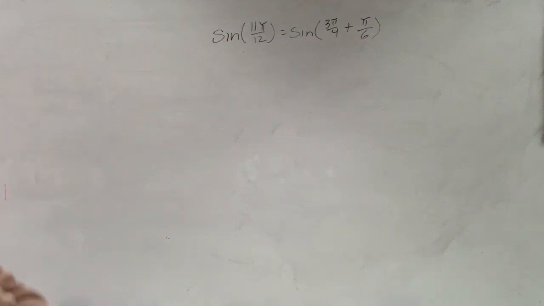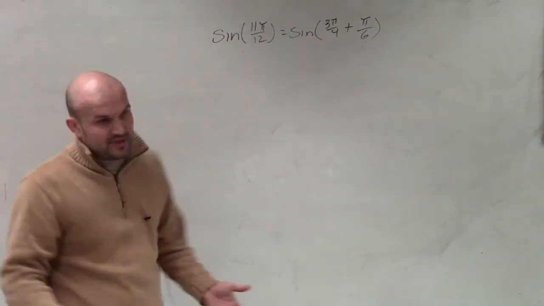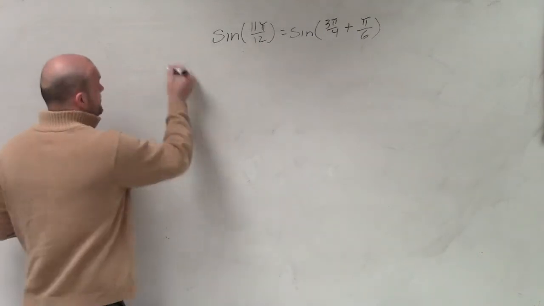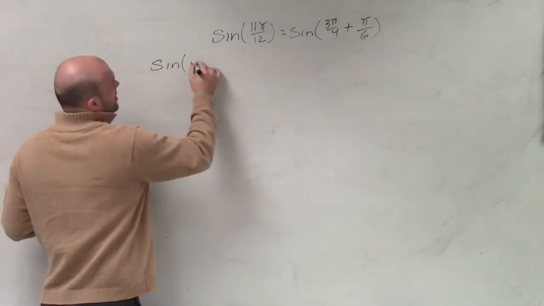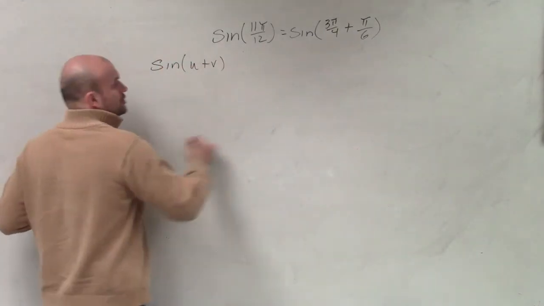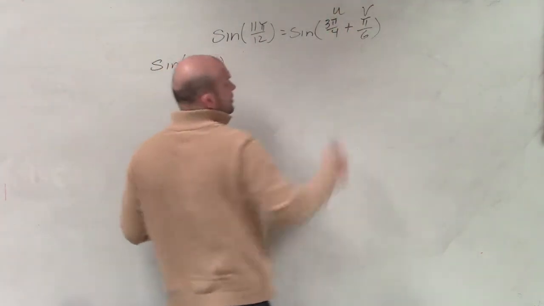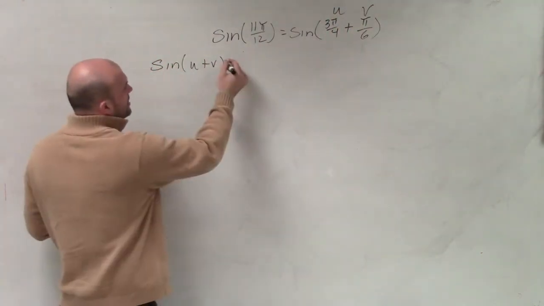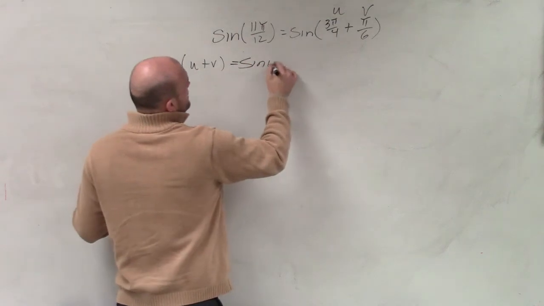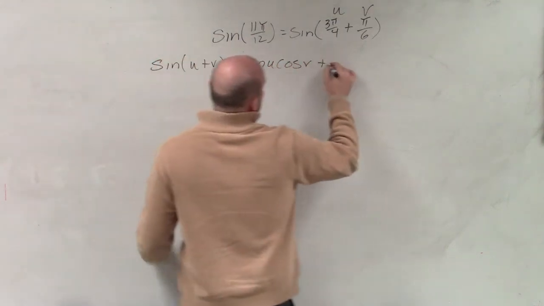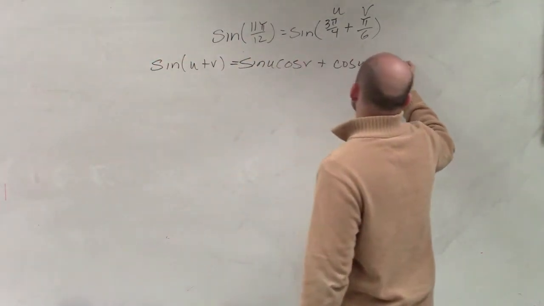All right, so in this case, guys, again, we're going to be provided with the sine formula for the sum of two angles, which we'll call u and v. I'll call that one u, and I'll call that one v. The formula, which you will be provided, is the sine of u times the cosine of v plus the cosine of u times the sine of v.